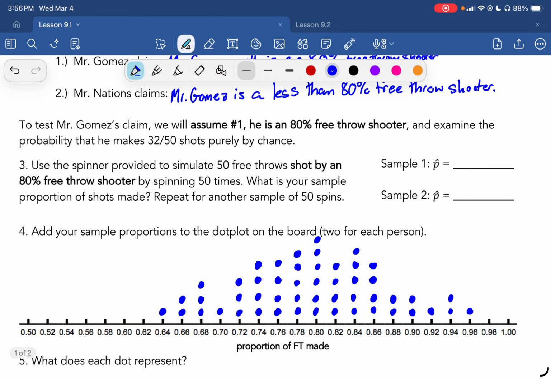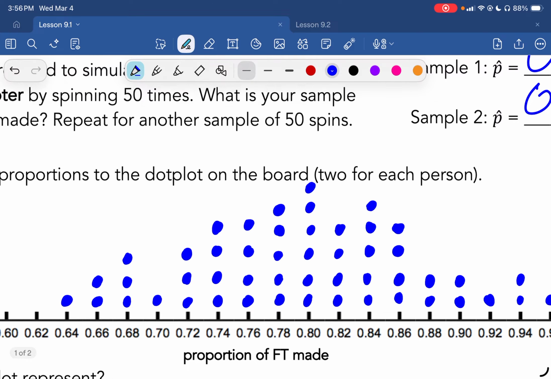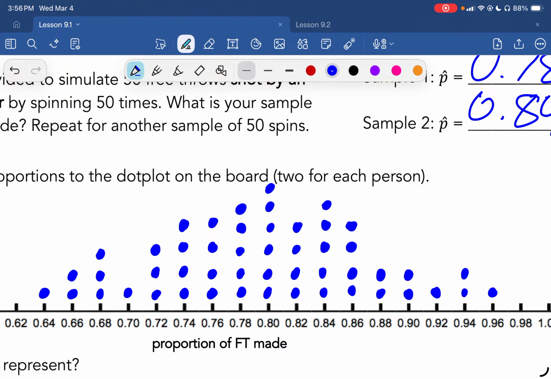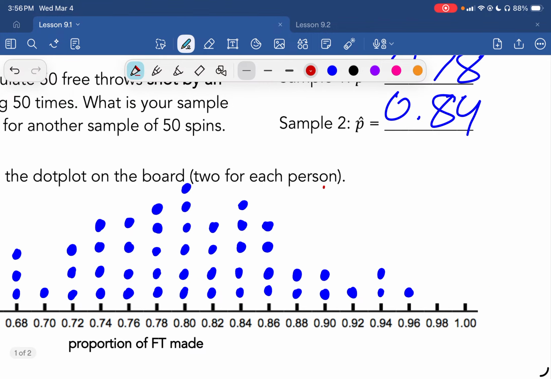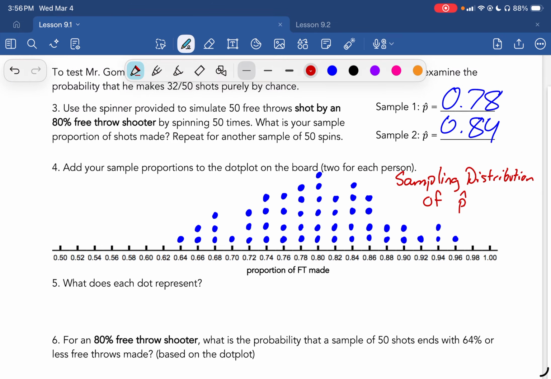So your p hats here, when I did this earlier, I got one that was 0.78 and one that was 0.84. These are just our samples. What you will notice is that this is the one I did on my own individually. So I did that a bunch of times, I didn't just do 1,000 quick samples. This is our sampling distribution of p hat. So a big idea to remember is that this is the sampling distribution of p hat. If we meet some conditions, we could do some other fun math with this, but that's not for this lesson.